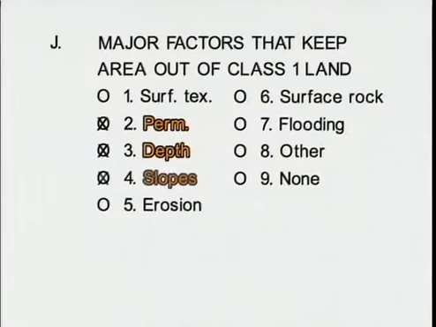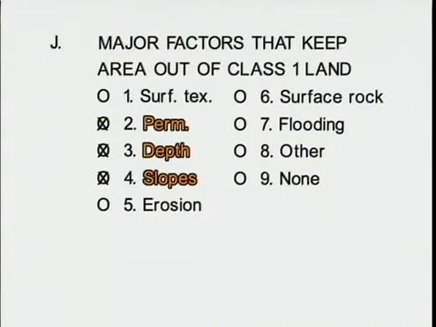The slope, we look back up at our slope categories, and anything over 2% irrigated or 3% non-irrigated would keep this from being Class 1 land. Well, at this location, we have a 12% slope. So that 12% slope will keep this area from being Class 1 land. So we should have marked slope, item number 4.